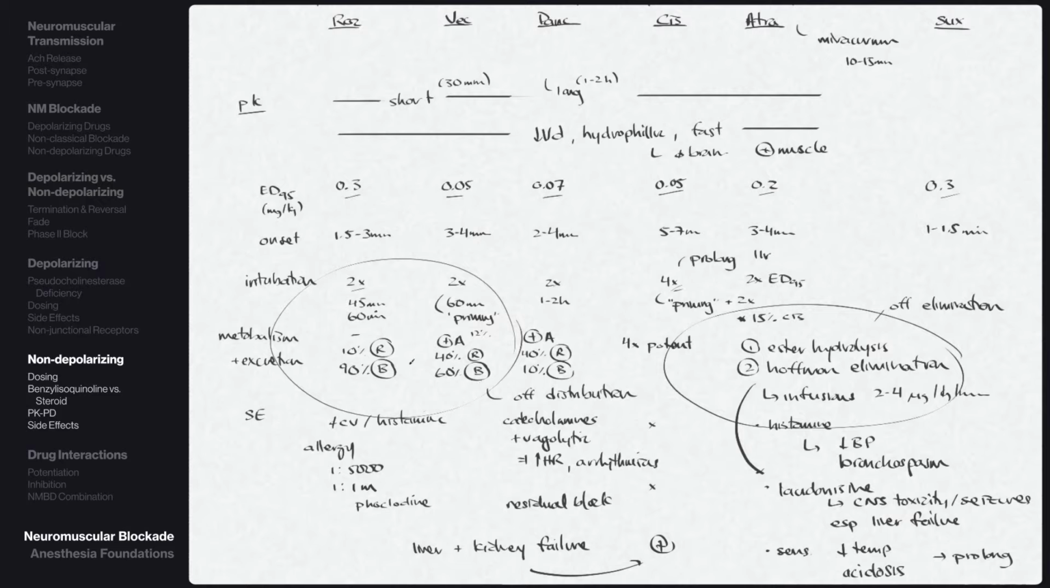And so for very long cases where you may want to have them paralyzed for a large percentage of the case, or if they may have liver failure or kidney failure, you may choose to give cisatracurium instead of potentially rocuronium for those reasons.